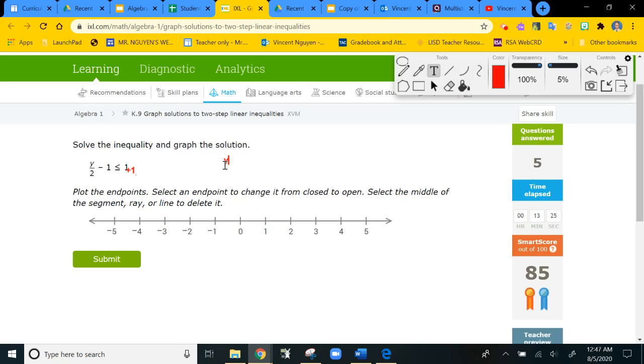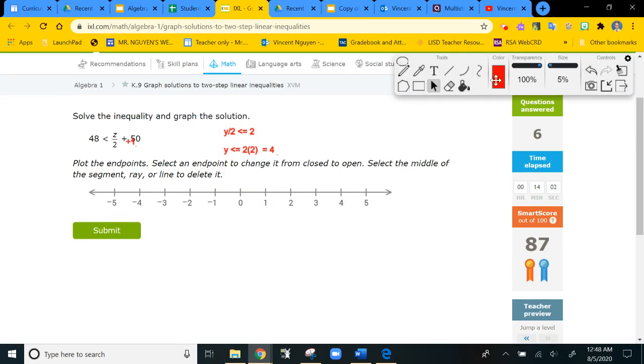So y over 2 is going to be less than or equal to 1 plus 1, which is 2. And now I'm going to multiply. So y is less than or equal to 2 times 2, because I'm multiplying, which is 4, right? So my solution is y is less than or equal to 4. So I'm going to start at 4, and because I do have an equal sign, I'm going to keep it solid. And it's less than, so I have to travel all the way to the left. Submit.